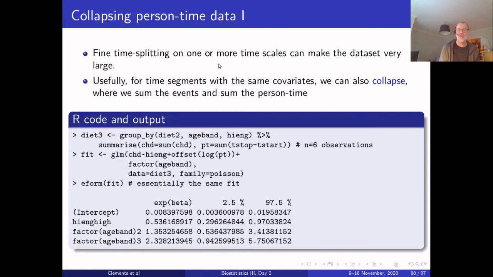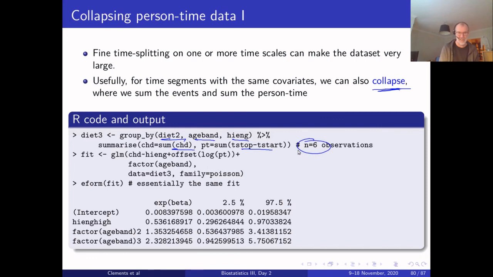Fine time splitting on one or more of the time scales can actually make the data set very large. Usually for time segments with other covariates, we can also collapse, and this is important, where we can sum the events and sum the person time. So if we have the split two data, which was split by age band and high energy, then we group here, and then we sum up the CHD, sum up the person time. And then we now only have 6 observations.